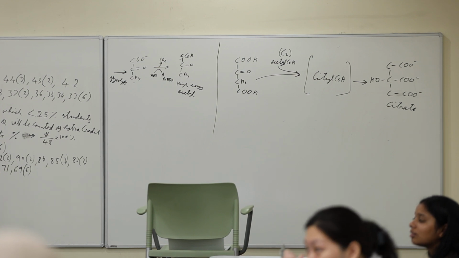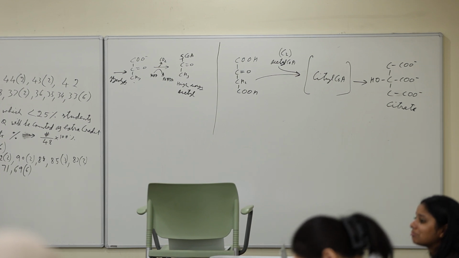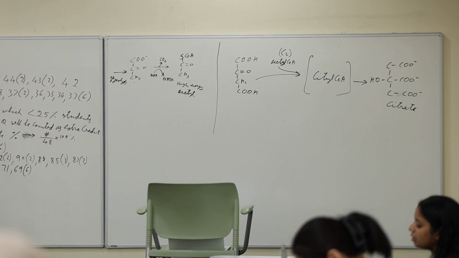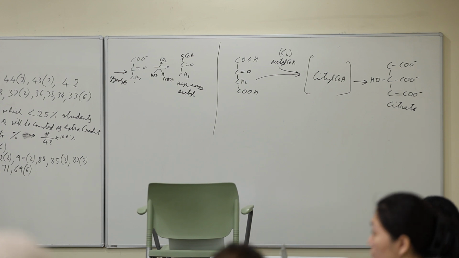I showed him that. So that was discovered by Krebs, and so it's called the Krebs cycle. It goes by another name. It's called the tricarboxylic acid cycle, TCA cycle. Why does the cycle have so many names?